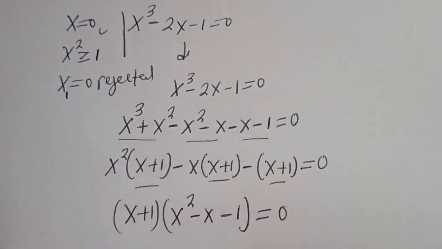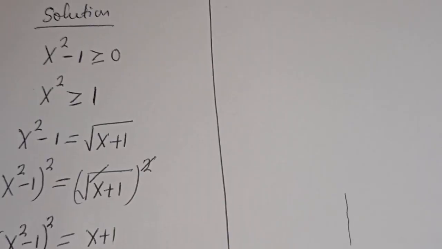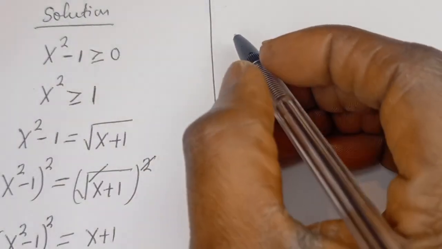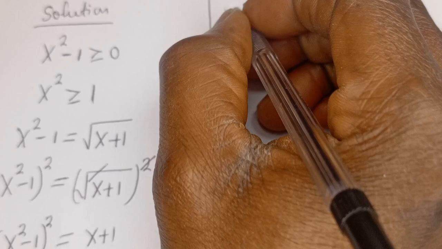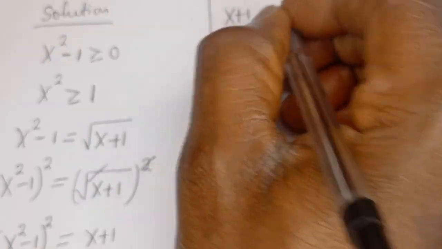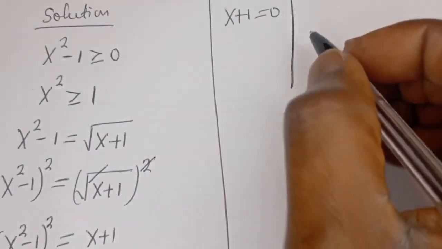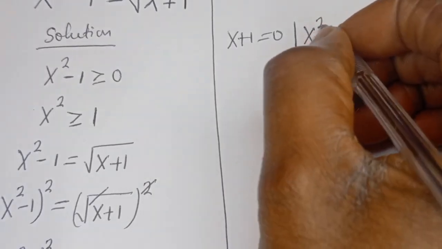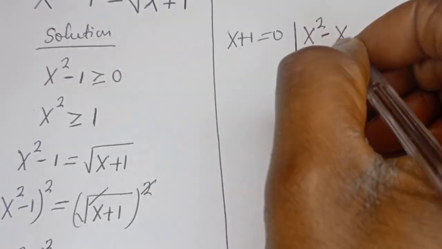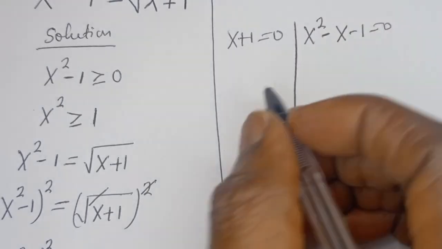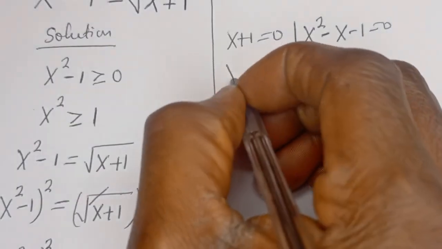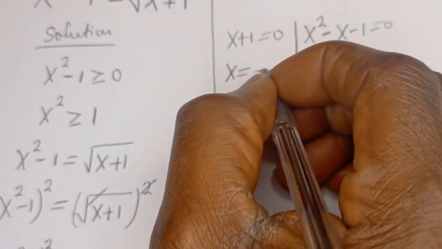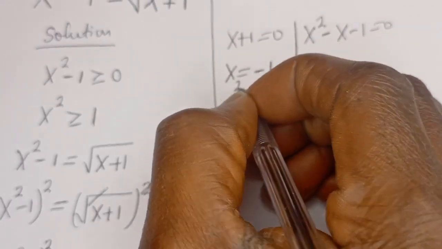There are two cases here also. The first case is s plus 1 is equal to 0. This is the first case. And the second case is s squared minus s minus 1 is equal to 0. And from here, s is equal to minus 1. Let's call this s2.